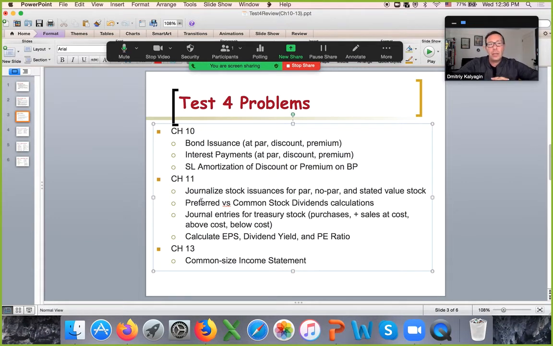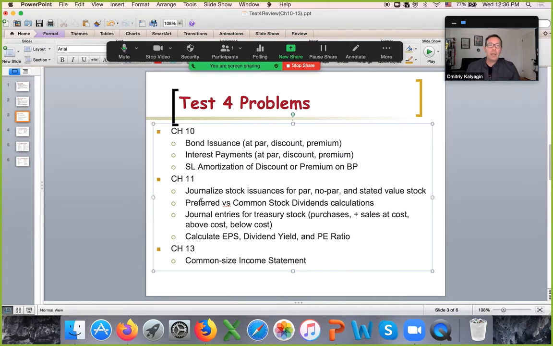And it's one of the reasons why preferred stock is called preferred, because they have a preference in getting dividends over common stockholders. I will ask you to make journal entries similar to your homework for treasury stock, how to journalize the purchases of treasury stock.